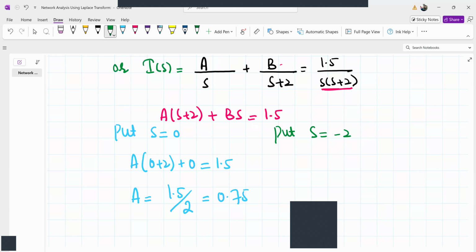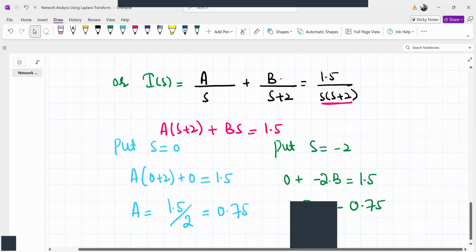Similarly, in order to find b, we'll put s equal to minus 2. So a into the first term will be 0, plus b into minus 2, is equal to 1.5. So b will be equal to minus 0.75, because 1.5 divided by 2 is 0.75.